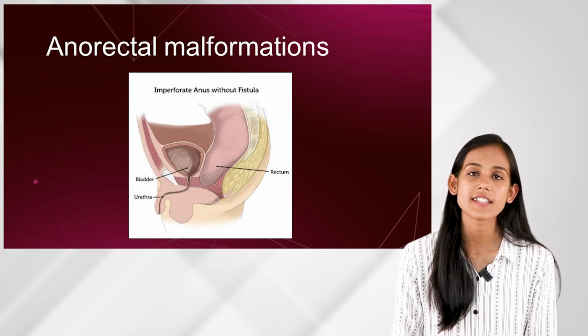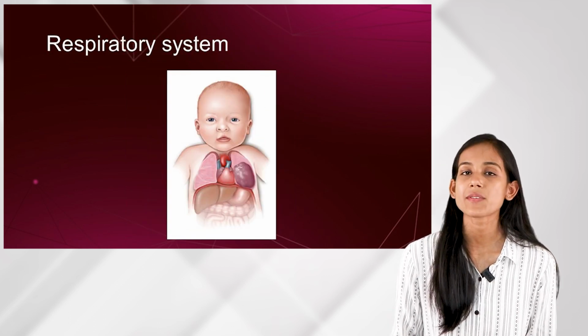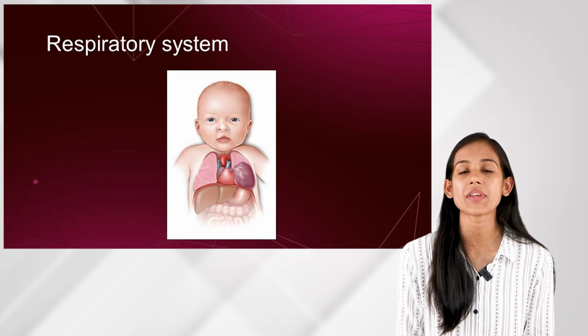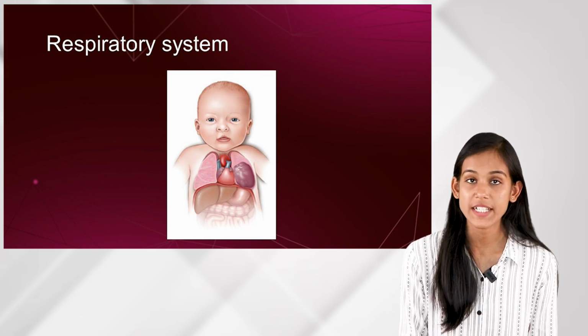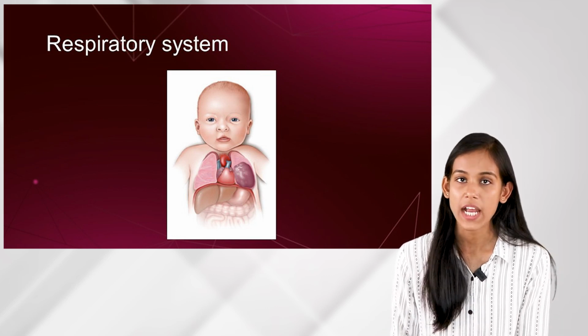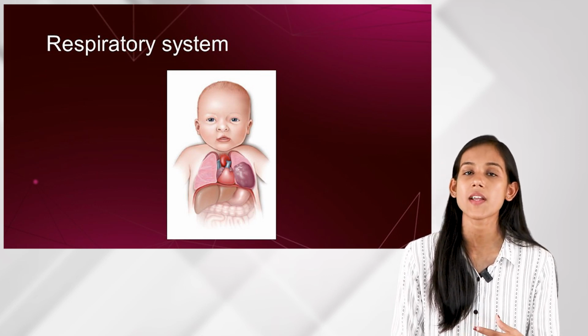Next, let us understand the congenital anomalies present in the respiratory system. Again, tracheoesophageal fistula is related to the respiratory system also, because there is an abnormal connection between the esophagus and the trachea. That is why we can say it is a birth defect of the gastrointestinal system as well as the respiratory system. And then we have congenital atelectasis, congenital stridor, congenital cyanosis, etc.